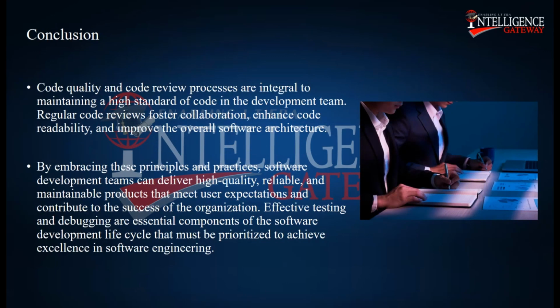Conclusion. Code quality and code review processes are integral to maintaining a high standard of code in the development team. Regular code reviews foster collaboration, enhance code readability, and improve the overall software architecture. By embracing these principles and practices, software development teams can deliver high-quality, reliable, and maintainable products that meet user expectations and contribute to the success of the organization. Effective testing and debugging are essential components of the software development life cycle that must be prioritized to achieve excellence in software engineering.